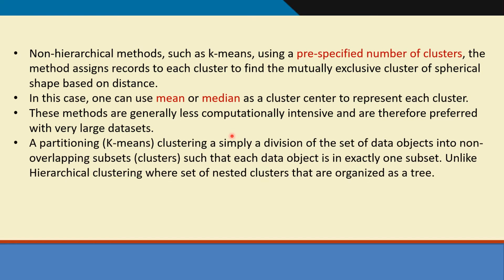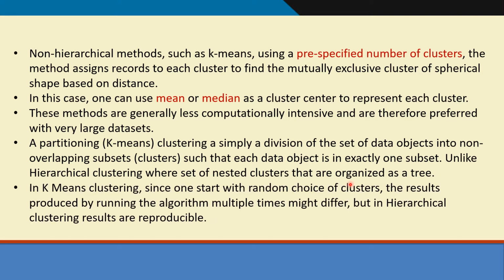In k-means, we generally divide each object into non-overlapping clusters, unlike hierarchical clustering, where a set of nested clusters are formed and which can be organized as a tree. In k-means, since one starts with a random choice of clusters, the result may be different while running the algorithm various times. But hierarchical clustering results are reproducible.